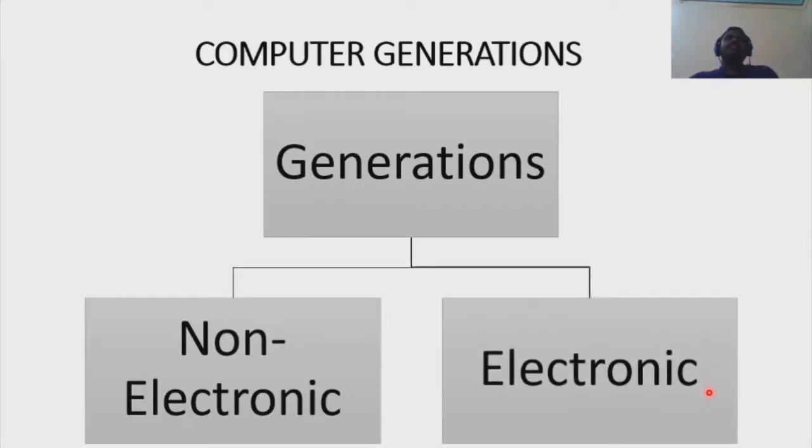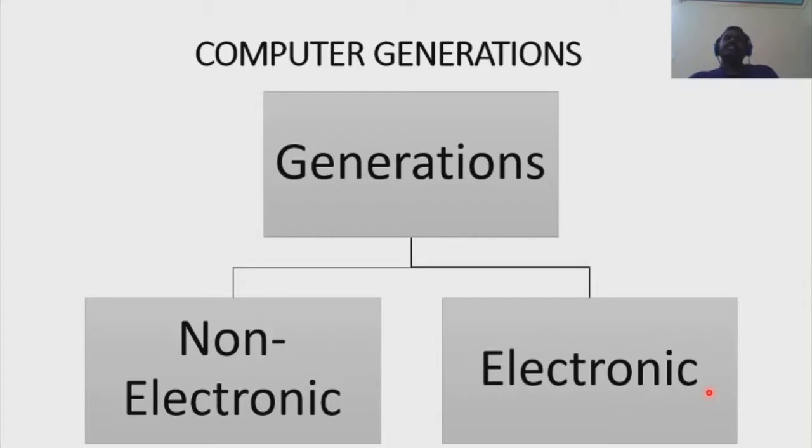In the non-electronic generations, there was no invention of electronic devices in the olden days, so we used normal computers which did not have any electronic devices. Such computers we call non-electronic generations, such as the abacus. These are the devices we come across in the non-electronic generations.